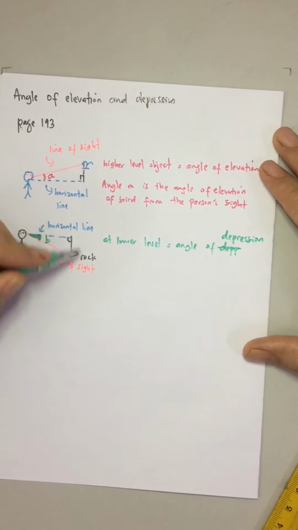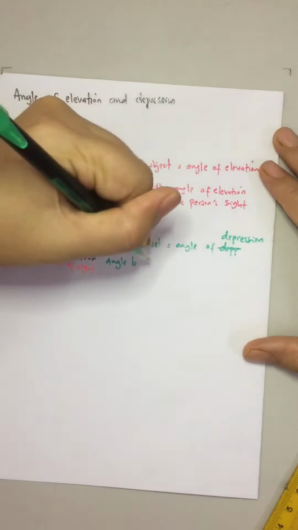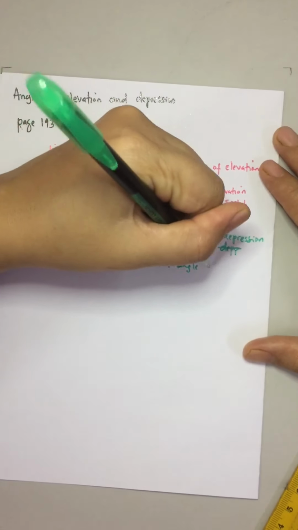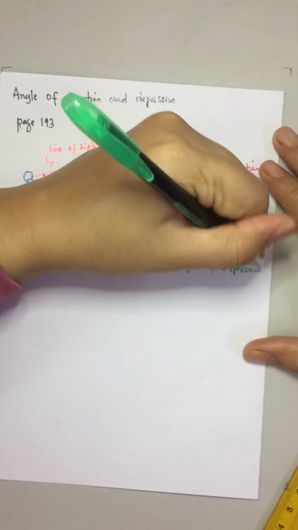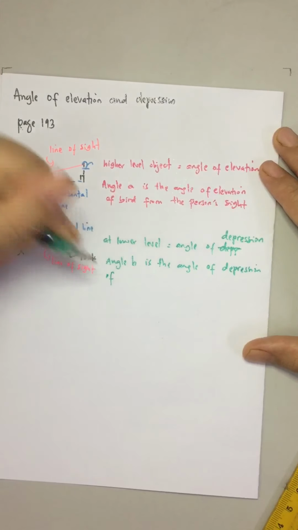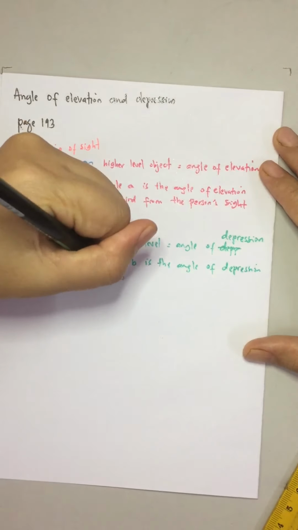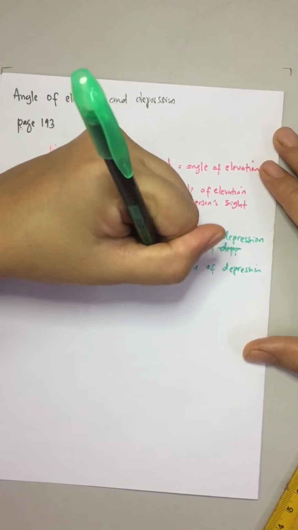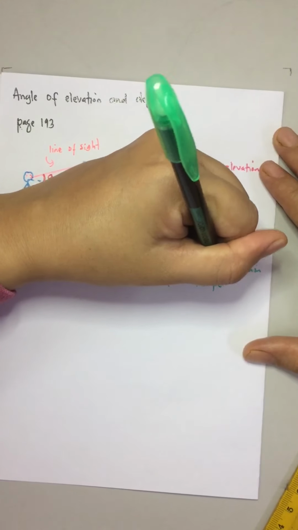So how do we explain this? Angle B is the angle of depression of the rock from the person's side.